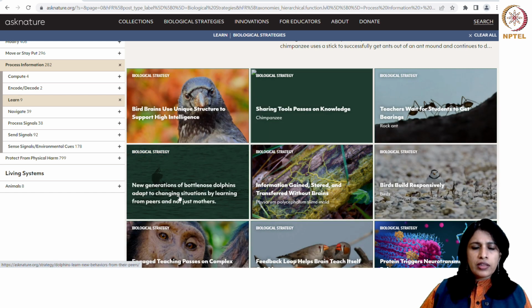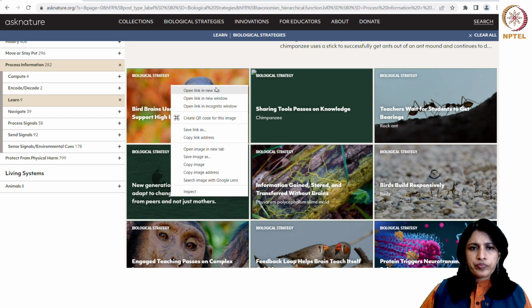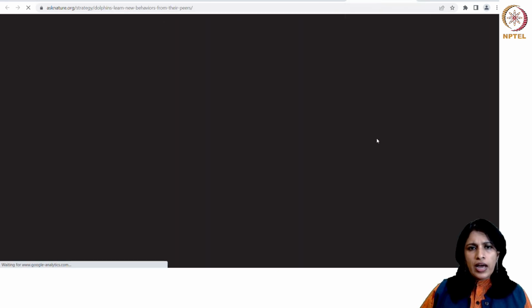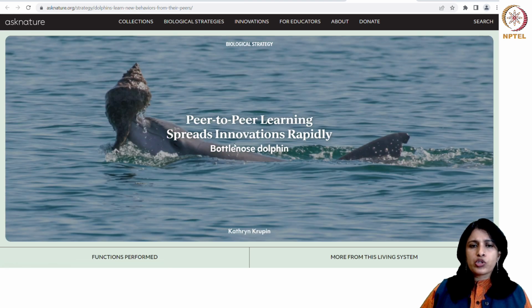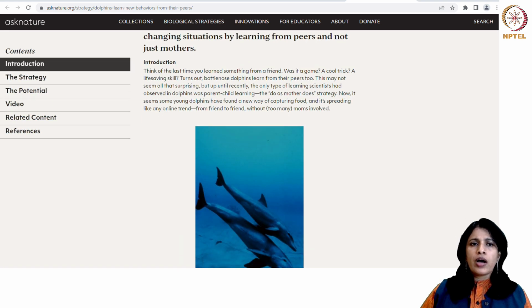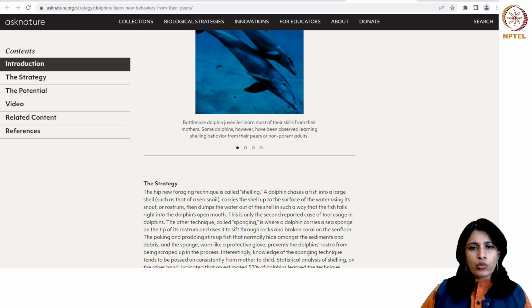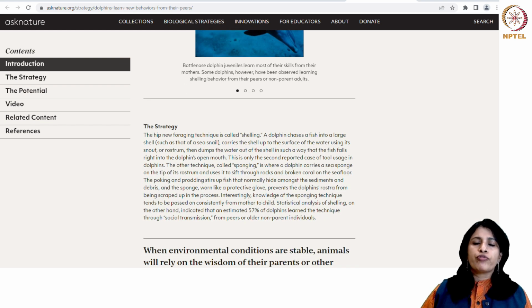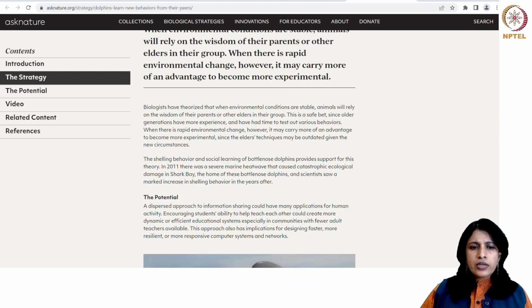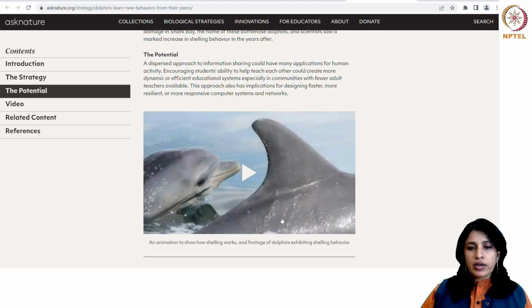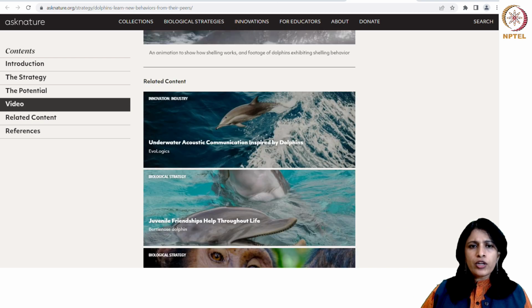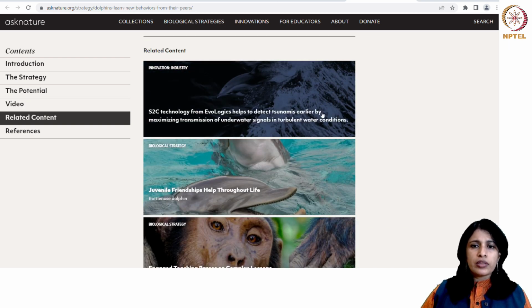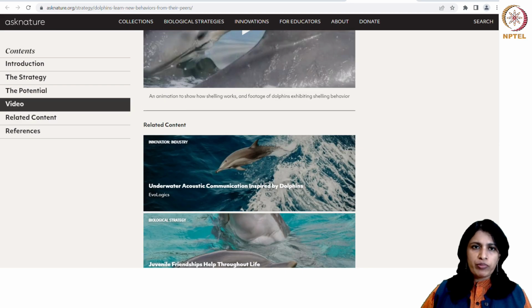For example, I can say, okay, let me look at this one. I open that, and it's peer-to-peer learning to spread innovation in the bottlenose dolphin. So I can go right down here and understand what strategy the bottlenose dolphins employ to perform this peer-to-peer learning. And the potential of this, there's also a nice animation here, apparently, to show you how it works and how it could be applied in the natural world. And you can see the related innovations that have used this strategy in order to do something.